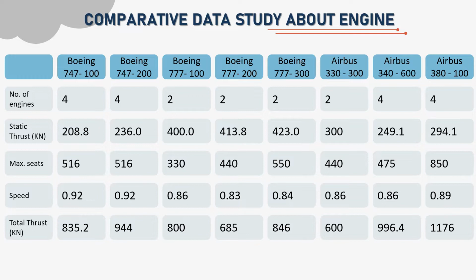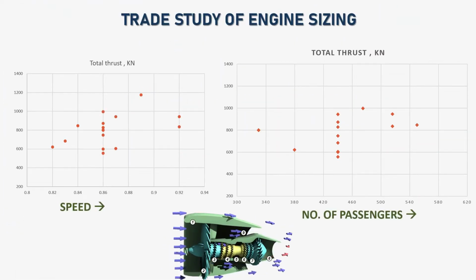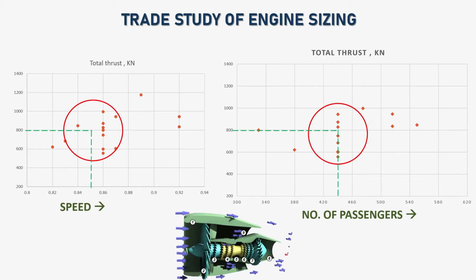Since this video is focused on engine sizing and drag estimation, this is my specific data about the number of engines and thrust for various passenger aircraft. So I have made the trade study with expected thrust for an engine for a 440 passenger aircraft with a Mach number of 0.85. From both the graphs, it is expected to get 800 kilonewton thrust, so two engines with 400 kilonewton each, as you can see from both the trade studies.